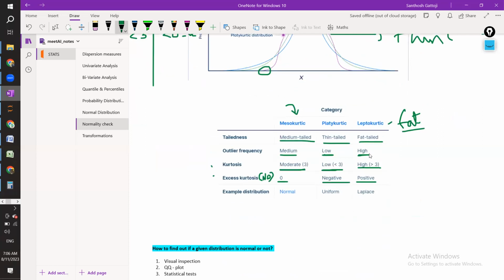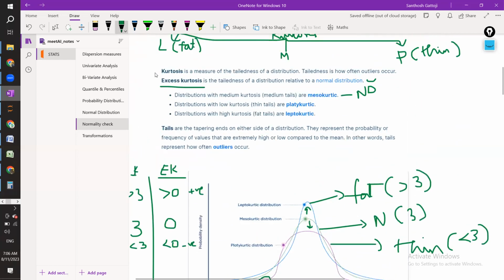Now examples: as I said, meso will be normal, platy will be uniform, and lepto will be Laplace. We'll see these examples, so don't worry. Fine. But there is one important point I need to mention. Even though you have two measures, excess kurtosis and kurtosis, usually what happens, right?